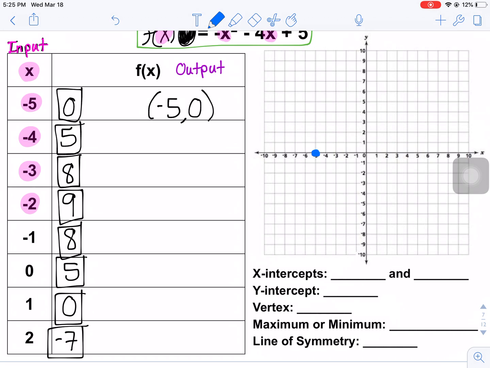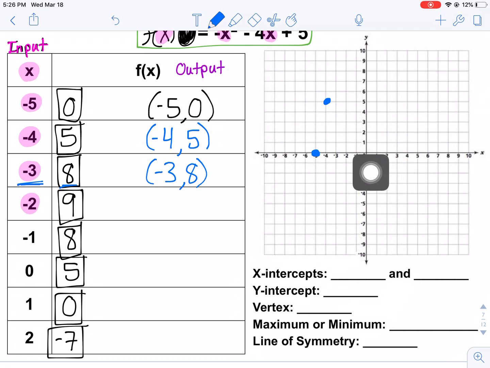Our next point is (-4, 5). So we're going to go over to -4 and go up to 5. Our next point is (-3, 8). So we're going to start at -3 and go up to 8.